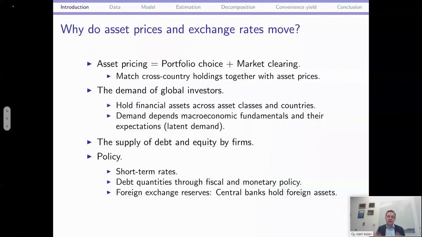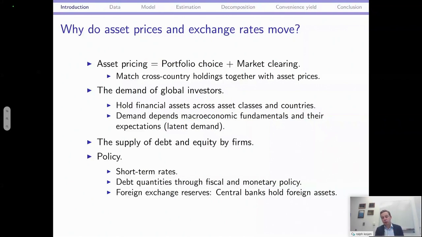Then the supply of debt and equity by firms. And then there are the policy variables that complete the model, where central banks are going to set short rates. Debt quantities are going to be the outcome of fiscal policy and monetary policy.